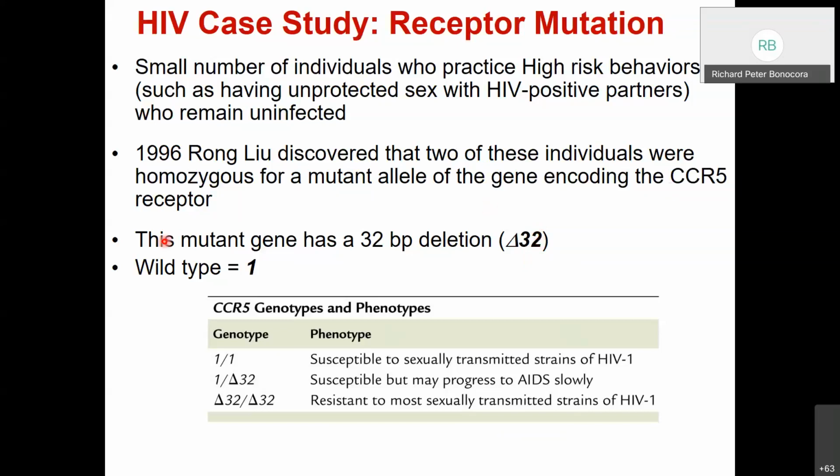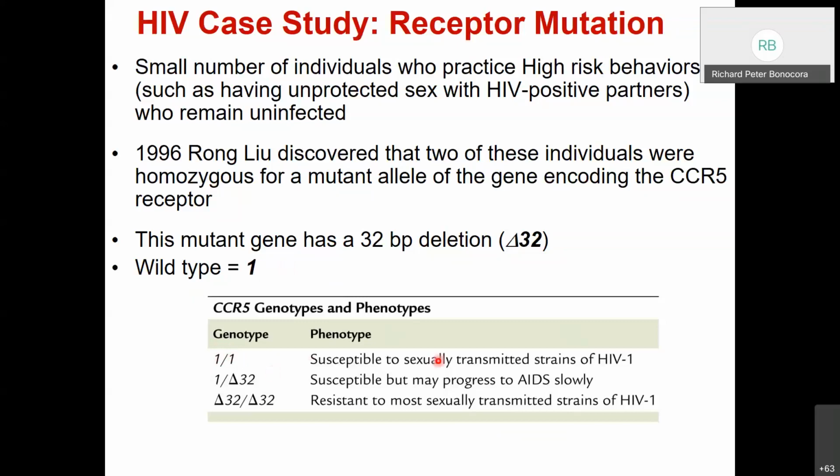This mutation was a 32 base pair deletion, and so this allele is called the delta 32. Delta in genetics is often used to indicate a deletion, so delta 32 is a deletion of 32 base pairs. Now in the figures and tables, the wild type allele is just called 1. So an individual who is homozygous for the wild type allele will be 1, 1.